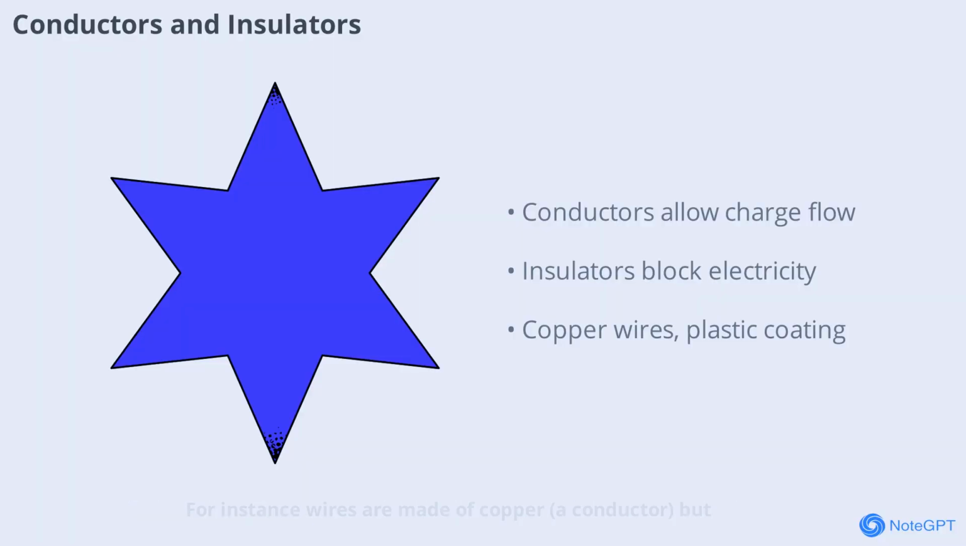For instance, wires are made of copper, a conductor, but coated with plastic, an insulator, to ensure safety. Understanding the difference between conductors and insulators helps us use electricity safely and efficiently.